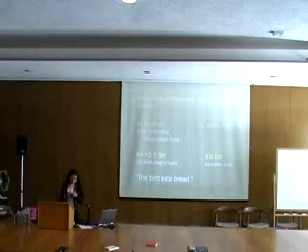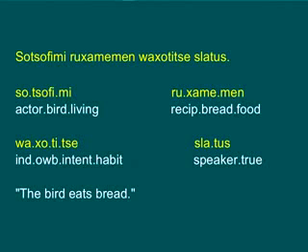Anyway, so tsokimi ruchamemen wachotitze slatus. The breakdown of the sentence is pretty simple. The word tsokimi, the ko so marks the actor in a sentence. Tsohi, bird, and mi is the living categorical suffix, so it indicates the bird is alive. Ruchamemen is Ru marks the recipient of the action. I'll get back to that in a sec.